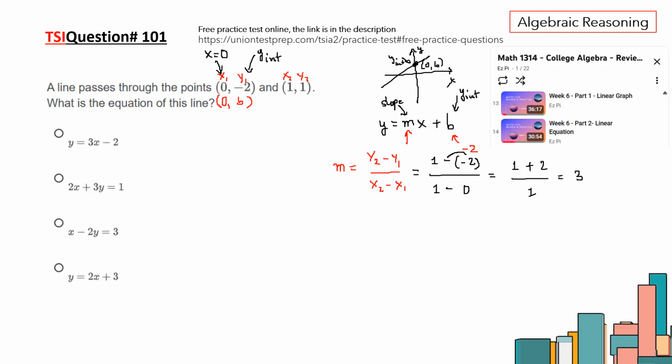Now we have to plug into the formula, right? So y equals m, which is 3, x plus b, but b is -2, so just write out -2. So at first look, we have this one as the right answer.